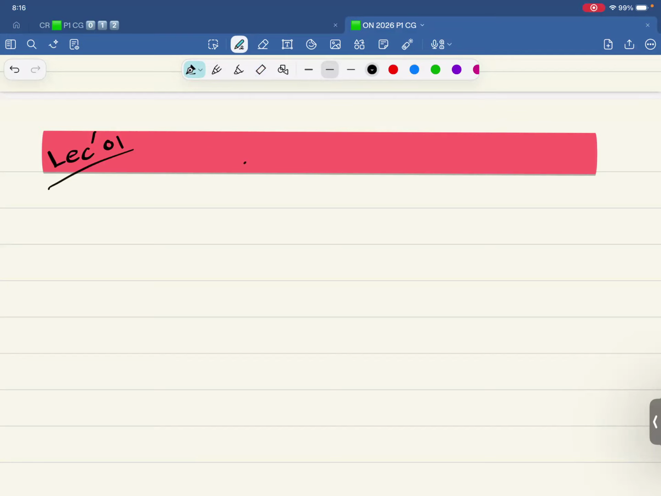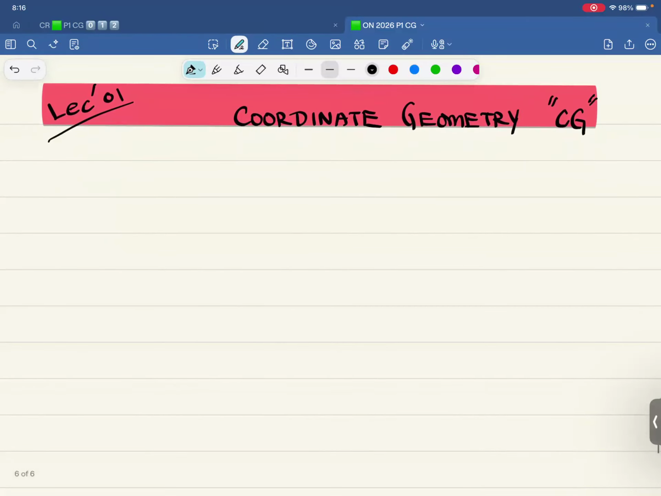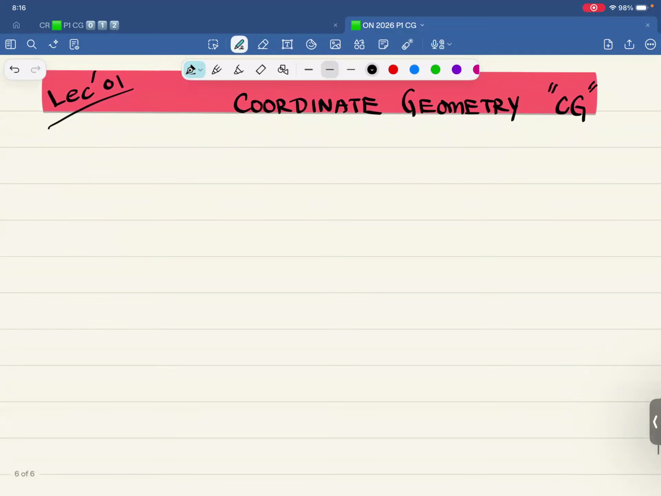So we are starting with coordinate geometry. And I label coordinate geometry as CG. So this is the first lecture. Now this chapter has association with O-level maths. So what are the things that we have studied in coordinate geometry? We talked about distance between 2 points.